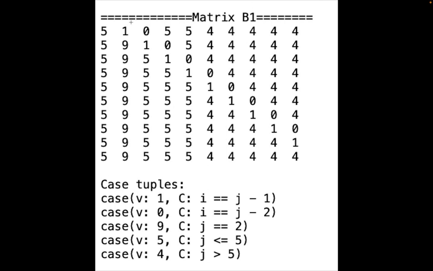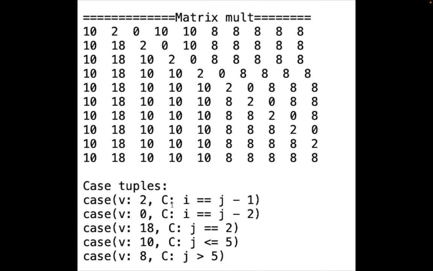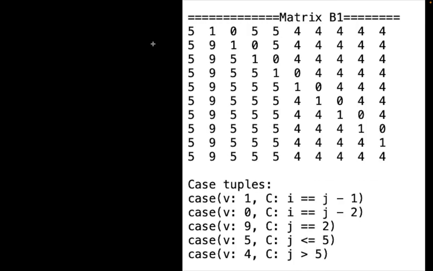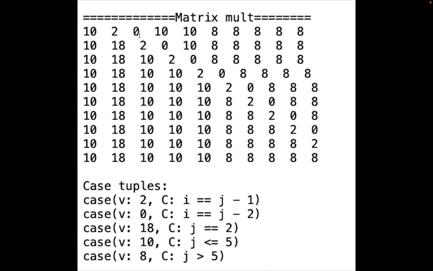Matrix B1 is a 10 by 10 matrix with these conditions. If we want to multiply this matrix by 2, the cases stay the same and the values are multiplied by 2. We can see that 5, 1, 0 becomes 10, 2, and 0.